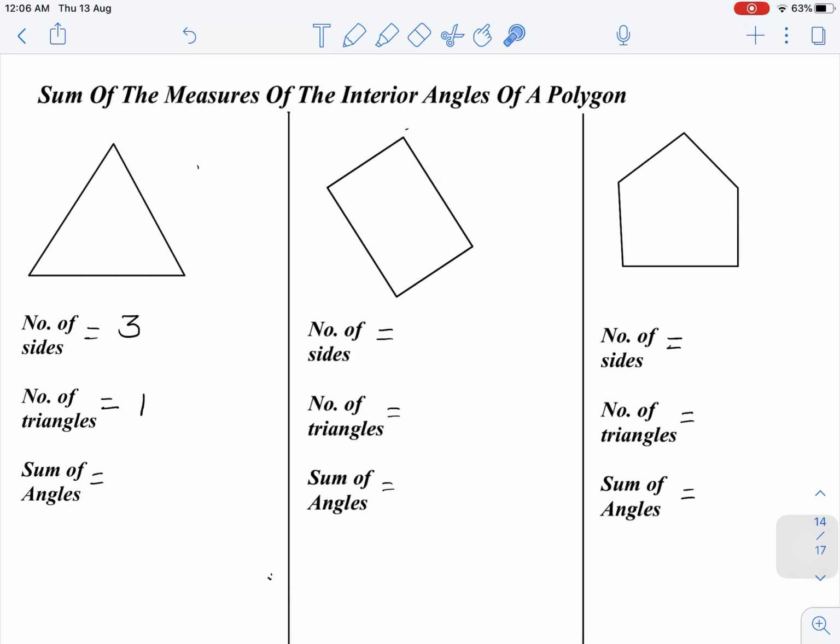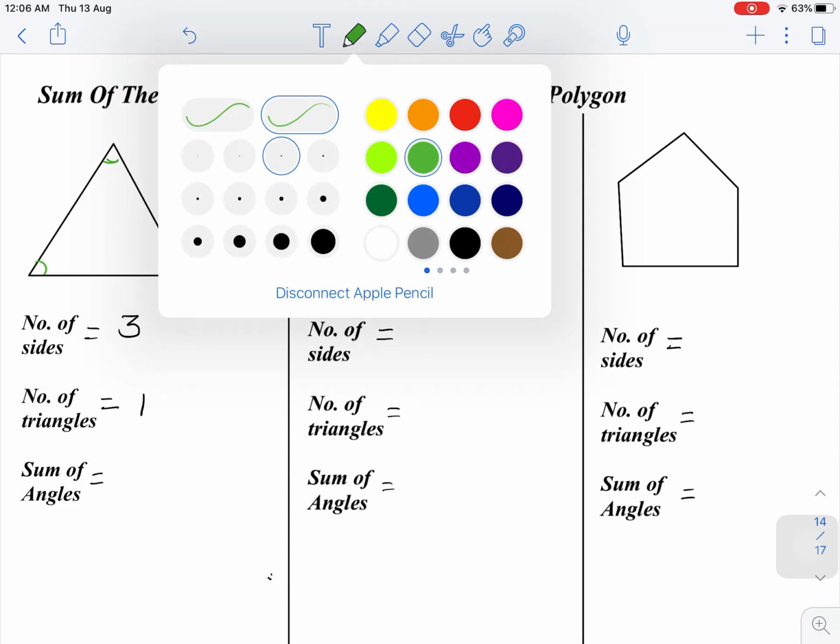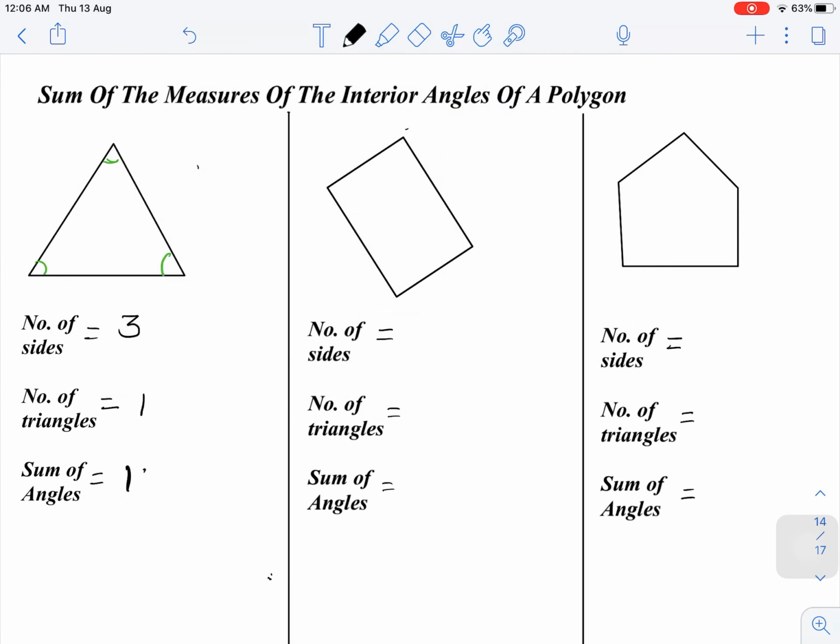And in the previous class we have learned that the sum of all interior angles, that is this angle, this angle, and this angle, of a triangle is equal to 180 degrees. This we have learned in the previous class, how it came. Now we are sure that the sum of all interior angles of one triangle is 180. With the help of this we are going to find the sum of all interior angles of different polygons.